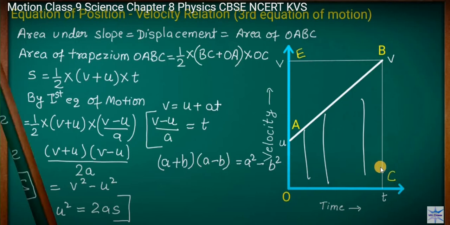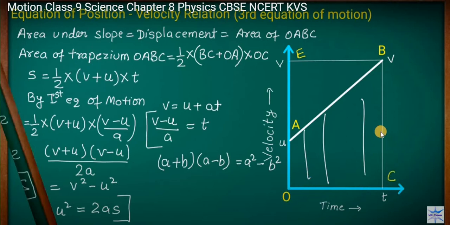Why do we have to find this area? Because here we have to find the displacement, the position of the object. So the area of the trapezium OABC is equal to, using the trapezium formula, half into BC plus OA. What is BC plus OA?